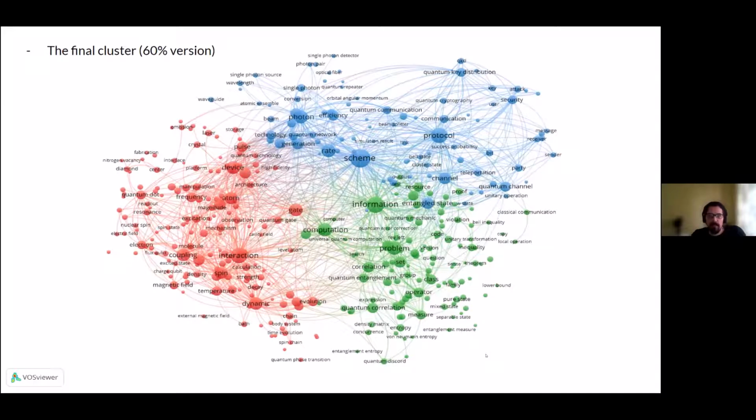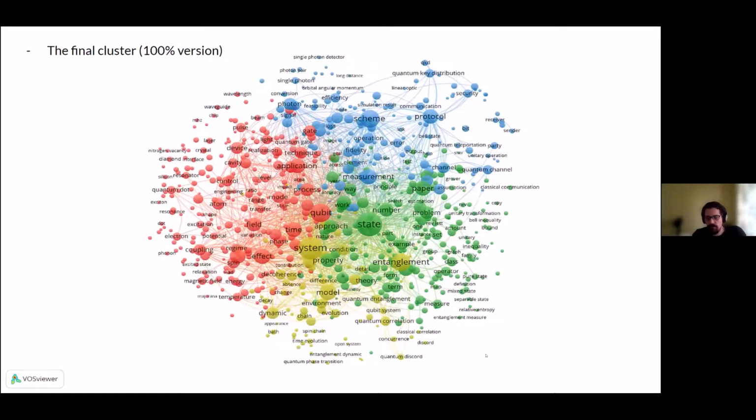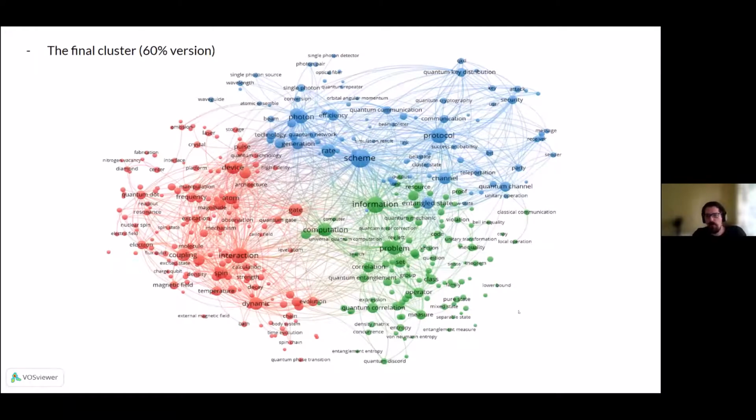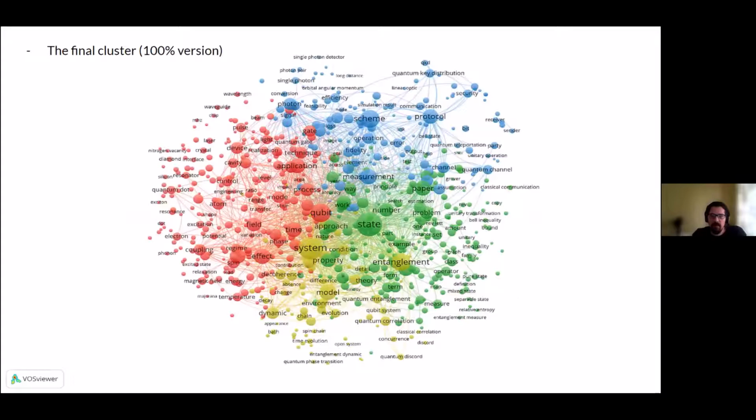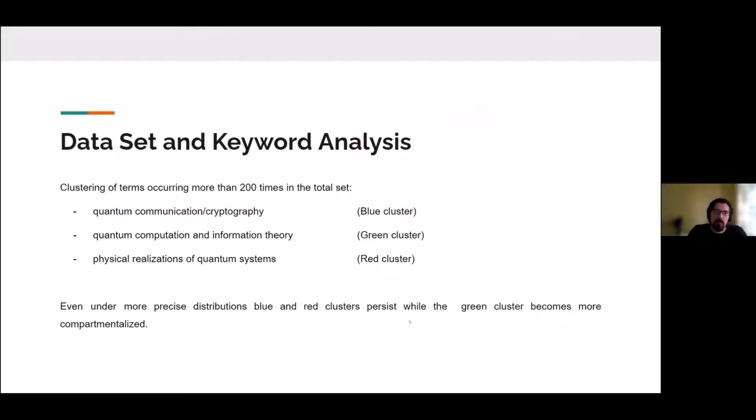But for this version, we only use the top 60% of the keywords. If you include all of them, there is a 4th cluster emerging. This 4th cluster is more related to newer topics like quantum thermodynamics, open systems, and many-body systems. And again, here we use the clustering of terms occurring more than 200 times in the set.